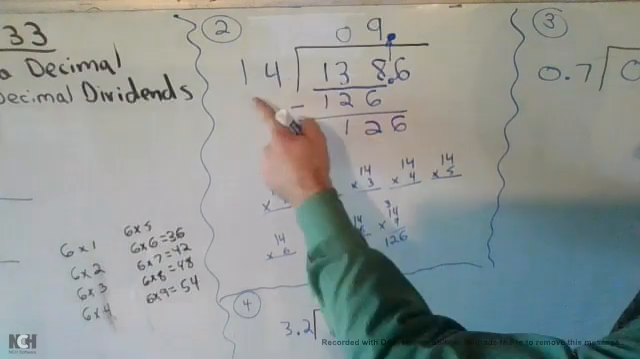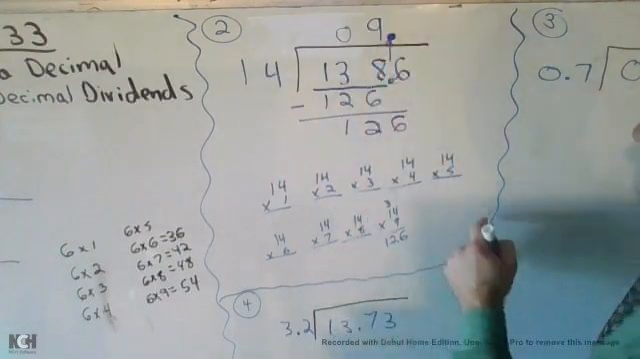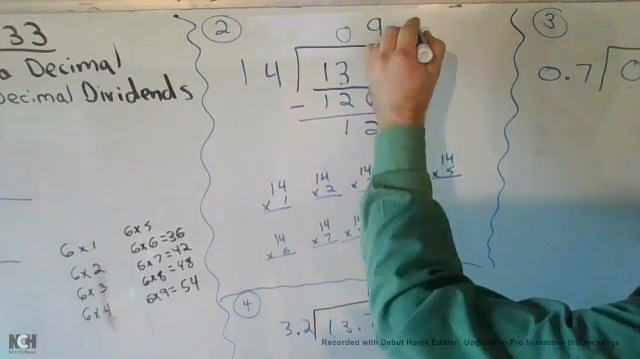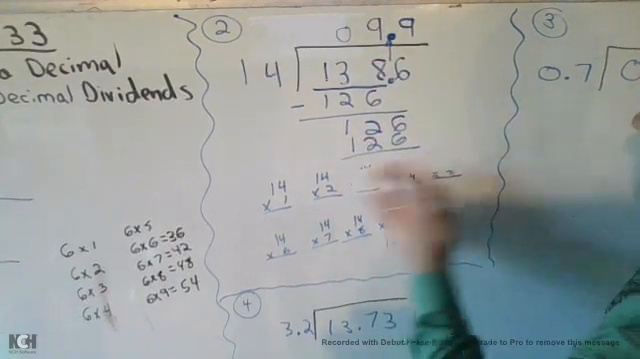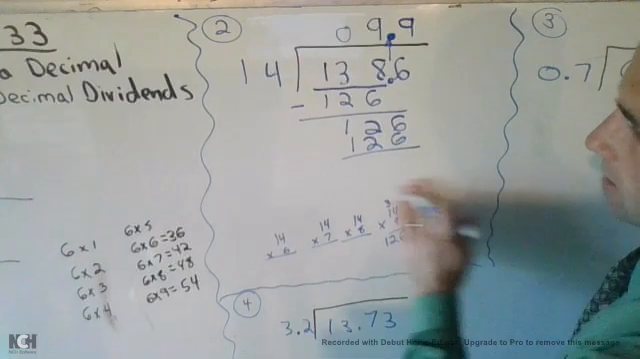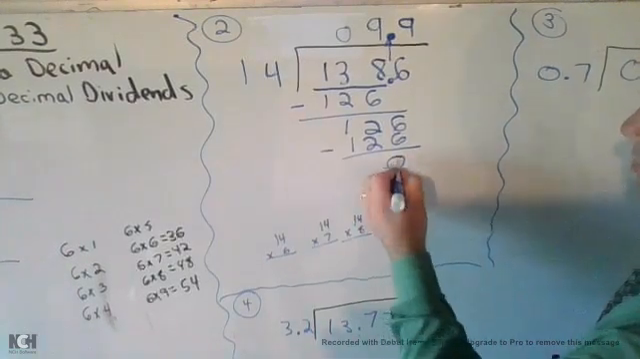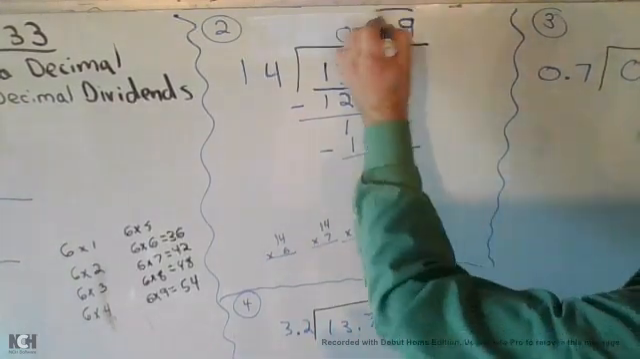Okay. My 14 went into 126 9 times. So therefore, we're going to use another 9 there to make 126. I don't need any of those other 14 times tables. I subtract and I get 0. So my answer here is 9 9/10.